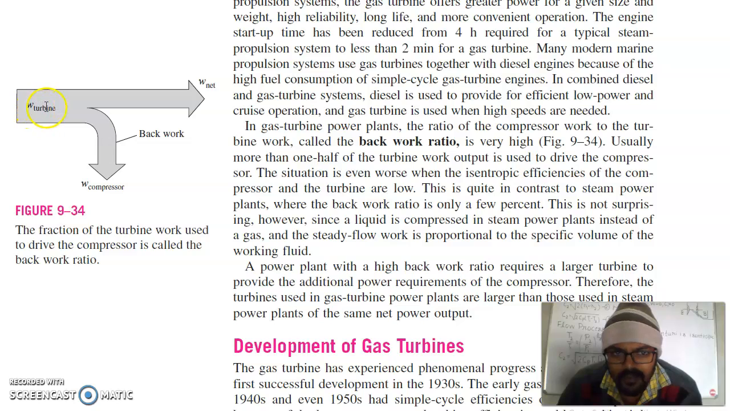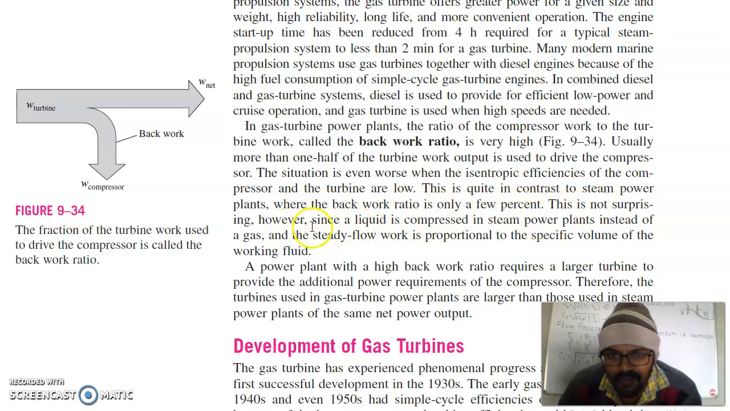As part of the work, the turbine is used to run the compressor. The compressor is a work-consuming device. So in gas turbine plants, the ratio of compressor work to turbine work, called the back work ratio, is very high, usually more than 1/2 of the turbine work output is used to drive the compressor. The situation is even worse when the isentropic efficiencies of the compressor and turbine are low. This is quite in contrast to steam power plants, where the back work ratio is only a few percent.